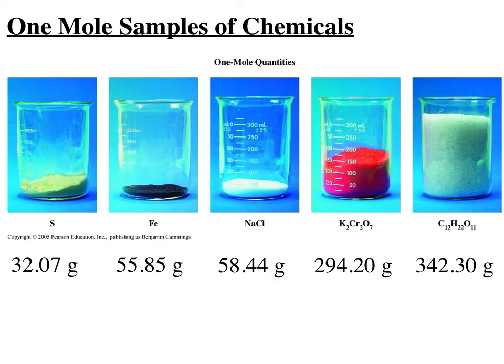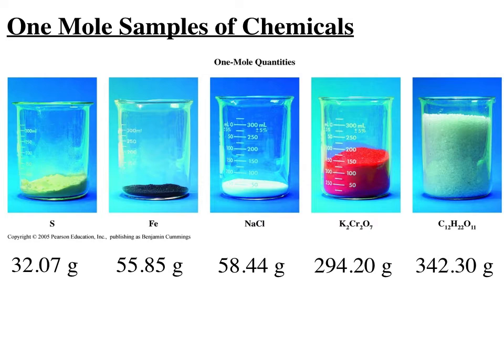This slide shows some pictures of 1 mole of 5 different substances. Each beaker that you see contains an Avogadro's number of the substance listed. That is, of course, 6.02 times 10 to the 23rd units of each substance. The first beaker on the left contains 6.02 times 10 to the 23rd atoms of sulfur. The second one over contains 6.02 times 10 to the 23rd atoms of iron.